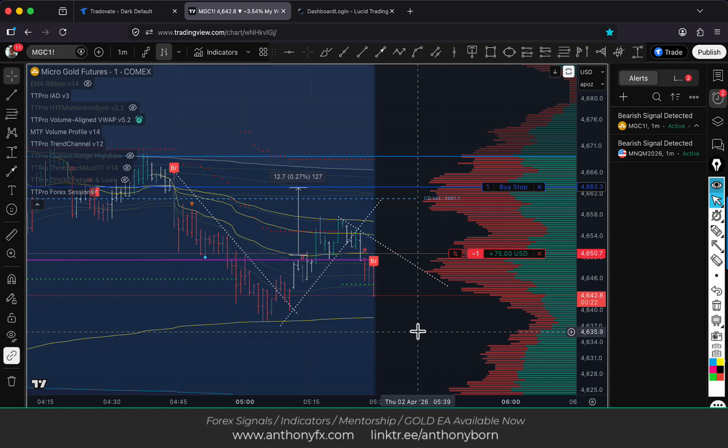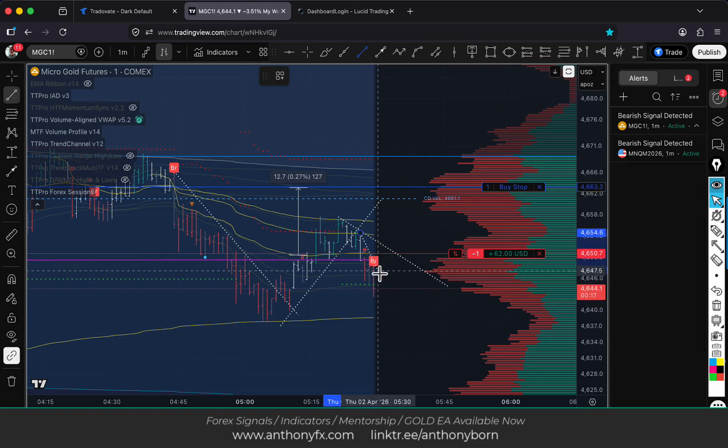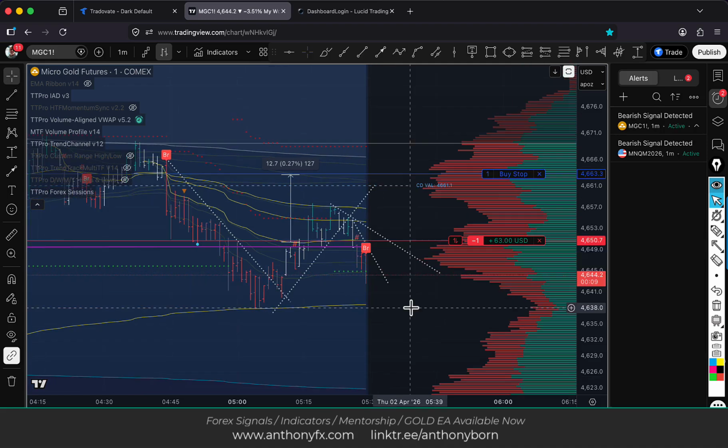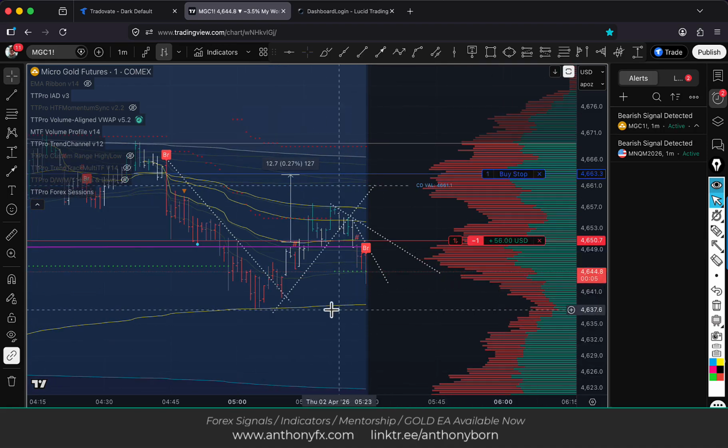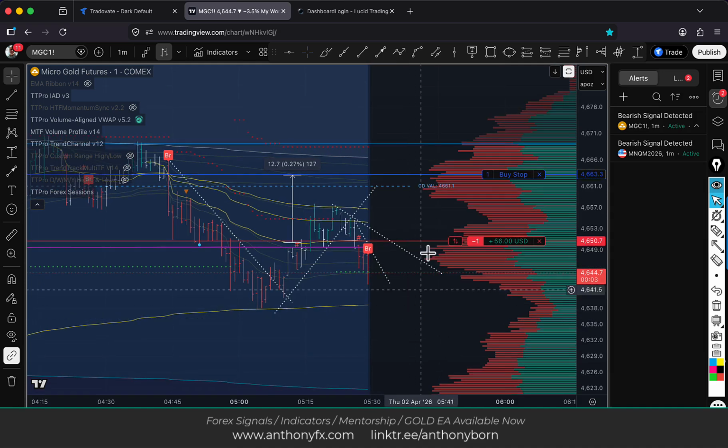Okay, so now what we're going to do is we're going to track this trend. We can go from this high here, just pick up that. All right, now this can move really quickly through this gap, but we've got this VWAP that we need to contend with.